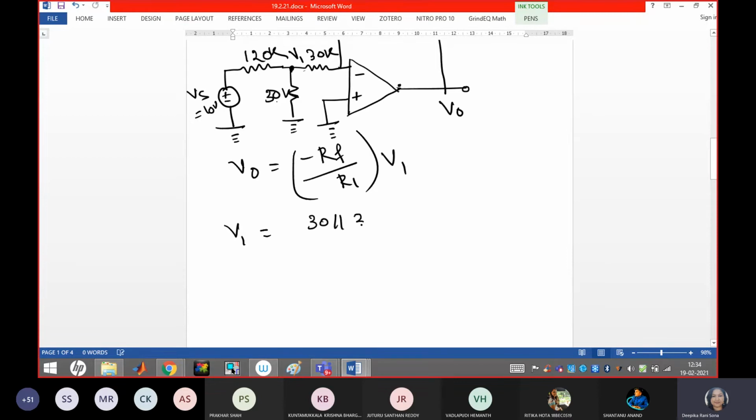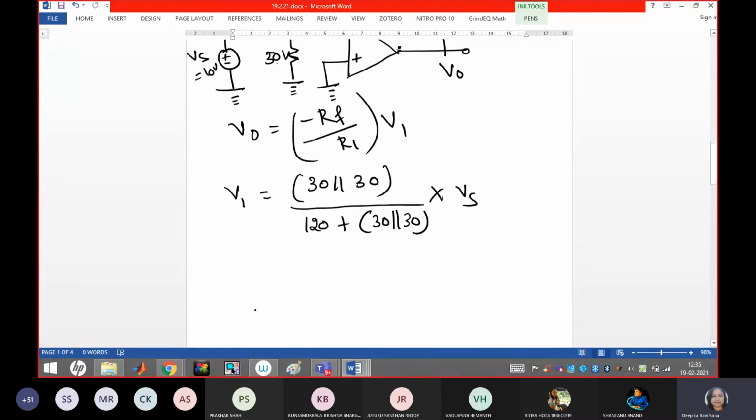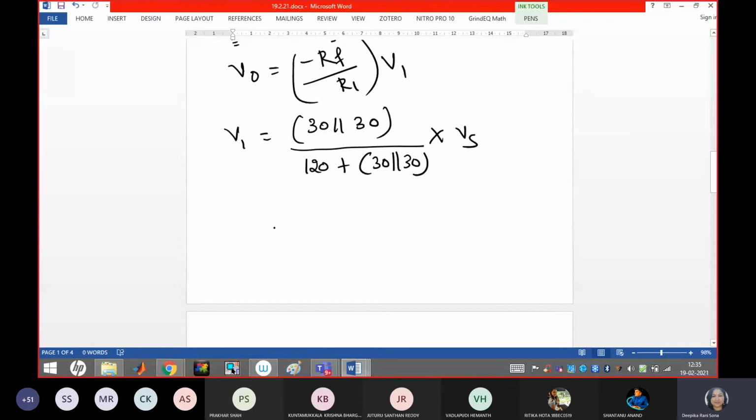30k parallel to 30k. Give a bracket because I have to write the value of Vs, whole divided by the whole resistances available in this loop. So 120 plus again 30k parallel to 30k. Whole into which one? Vs value, right? What is the Vs it has given? 10 volt. Try to solve this. Now you solve and tell me the answer.